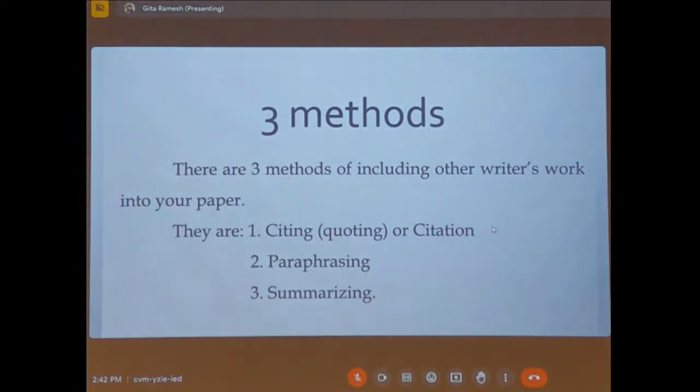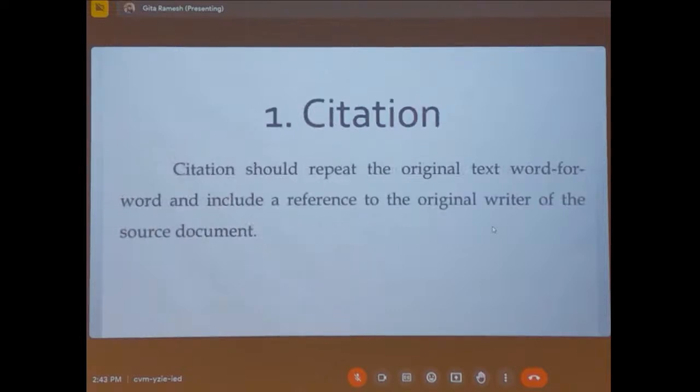The three methods which are included whenever you write a paper are citing or citation, paraphrasing, and summarizing. What do you mean by all these three things? That is citation, paraphrasing, and summarizing. Citation means you should repeat the original text word for word, and include a reference to the original author of the source document. Reference material.